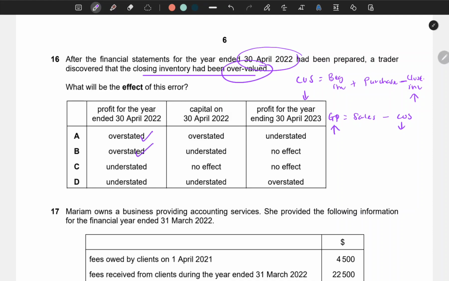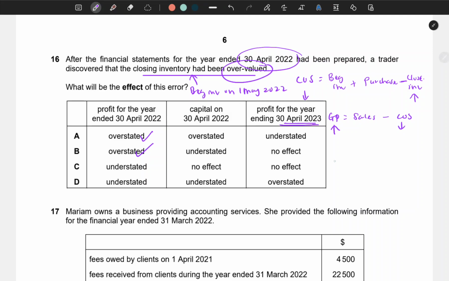Okay, because this one they want for 30 April 2023. So during 30 April 2023, this one will become the beginning inventory. This one will become the beginning inventory on 1st May 2022. Okay, now we change it to beginning inventory.